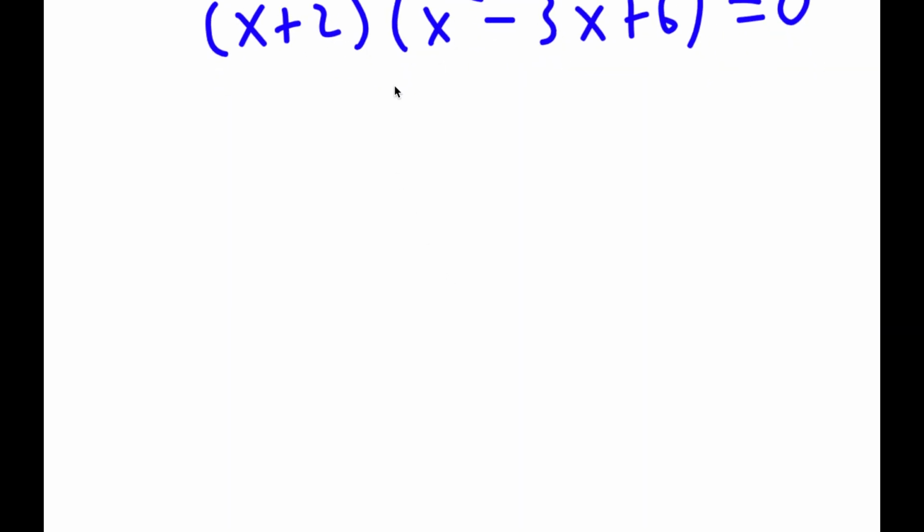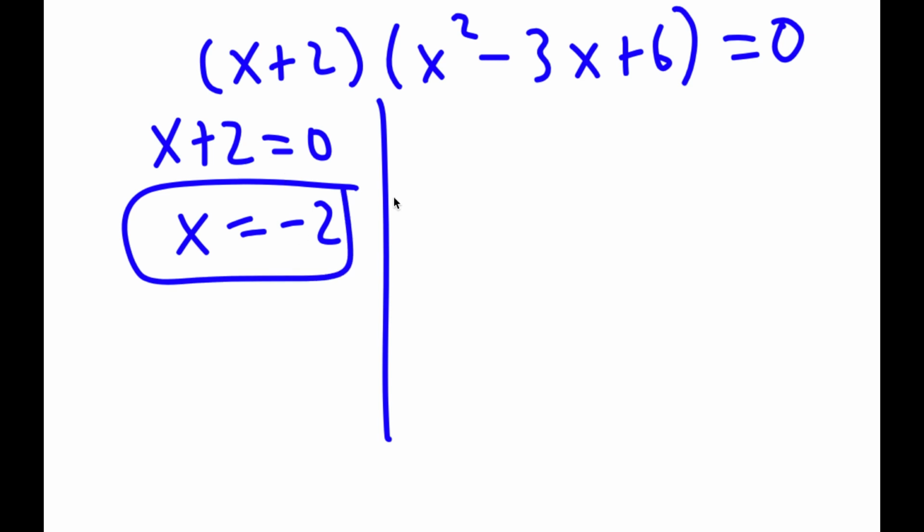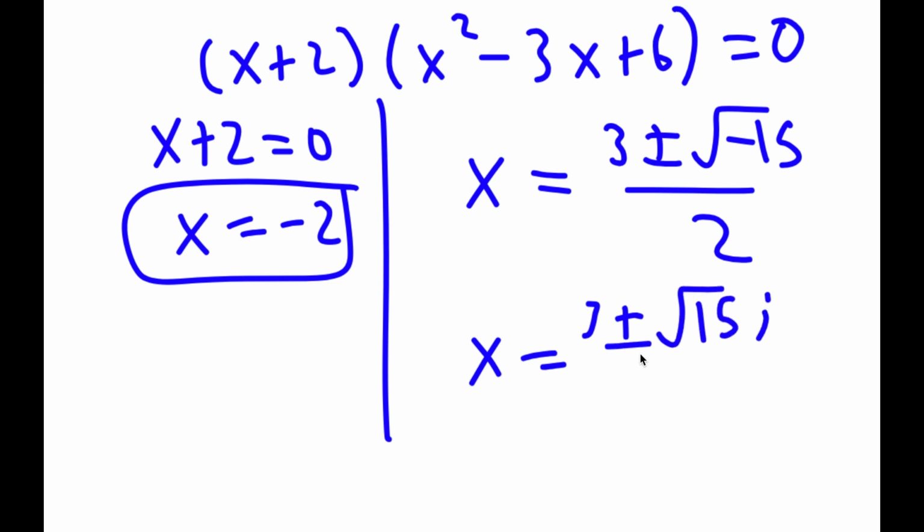So now I have two equations. x plus 2 is equal to 0, which we already know that x is negative 2. We already know this is a solution. And x squared minus 3x plus 6 equals 0. And if I go ahead and solve this by the quadratic formula, I get that x is equal to 3 plus or minus the square root of negative 15 over 2. And the square root of negative 15, that's the same thing as the square root of 15i over 2.